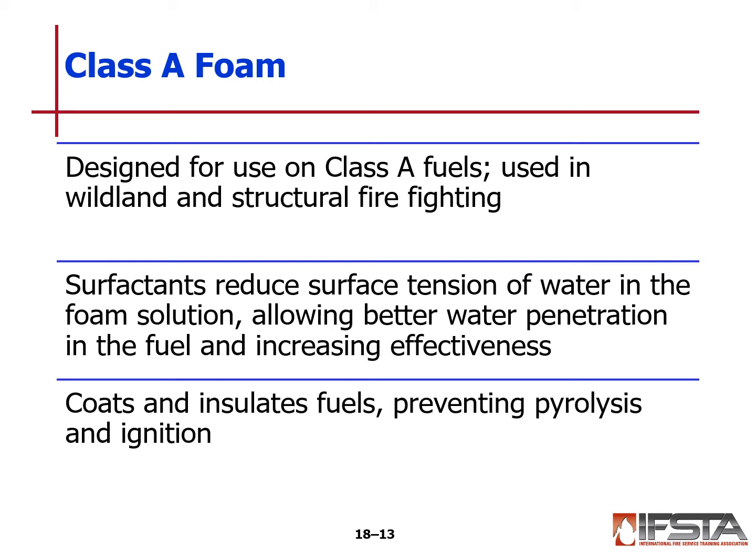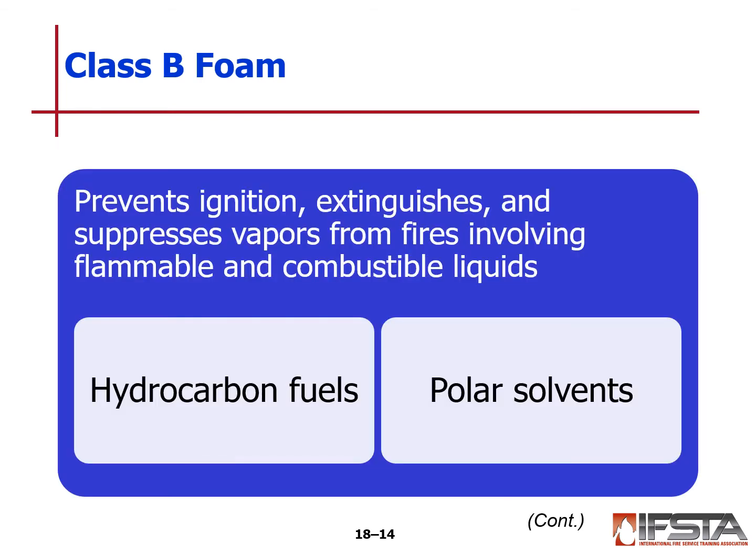Class A foams are designed to use on Class A type fuels. They're used in wildland and structural firefighting. Surfactants in the solution reduce the surface tension of water in the foam solution, which allows better water penetration in the fuel and increases its effectiveness. And it coats and insulates fuels, preventing pyrolysis and reignition.